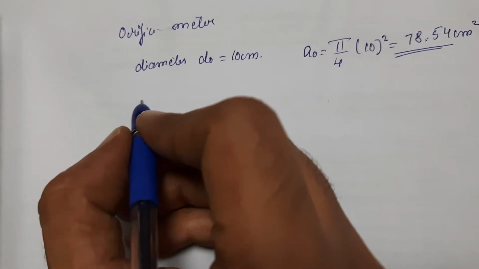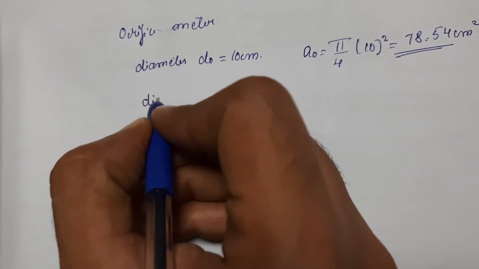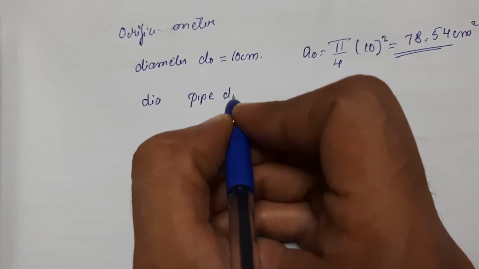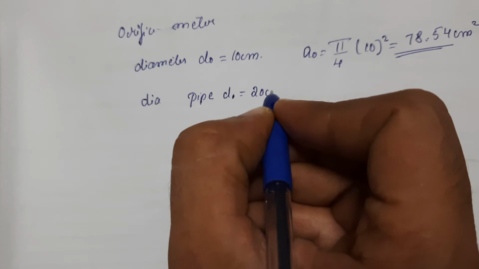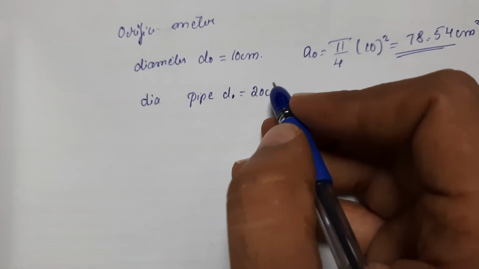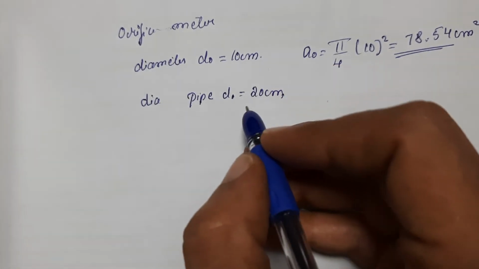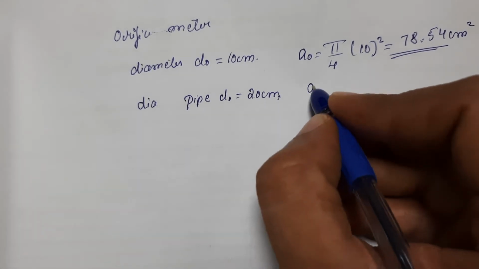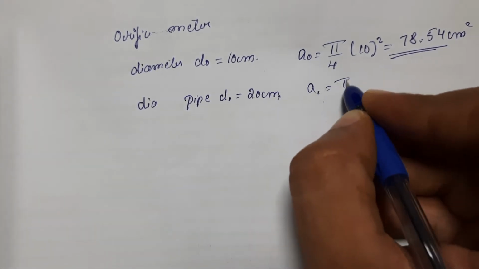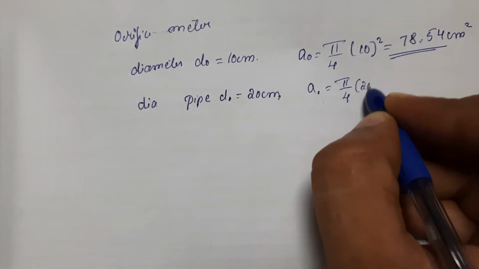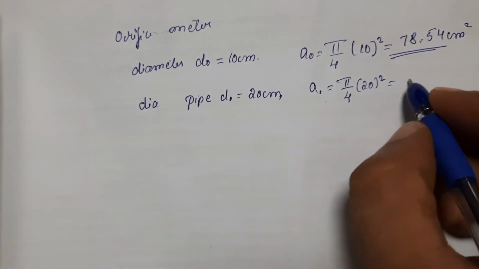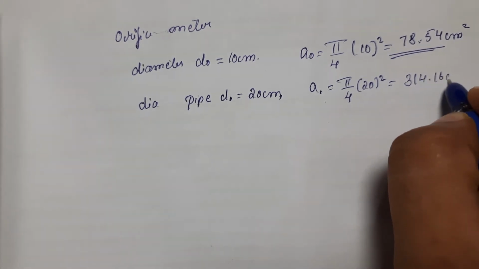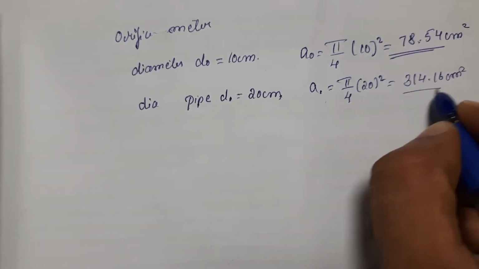Similarly, the diameter of the pipe, which you can take as D1, is equal to 20 centimeter. So you can see here that the orifice diameter is 0.5 times the diameter of the pipe here. So here the area A1 will be pi by 4, 20 square. So that is equal to 314.16 centimeter square.